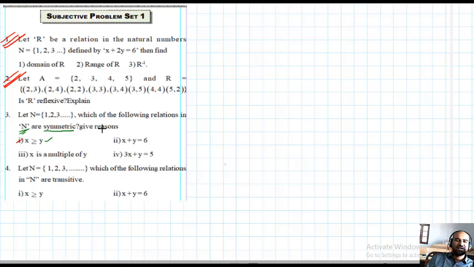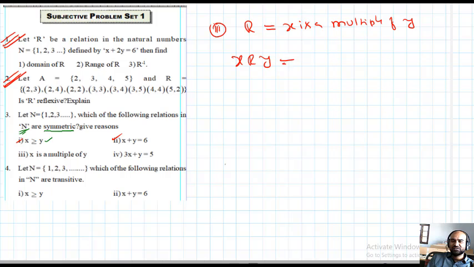Students, first and second are completed. Third one: x is a multiple of y. I will write. Third one, R means x is a multiple of y. In other words, I can say that x related to y means x is a multiple of y, or y is a factor of x. Now I want to check whether it is symmetric or not. Means x related to y should imply y related to x or not.